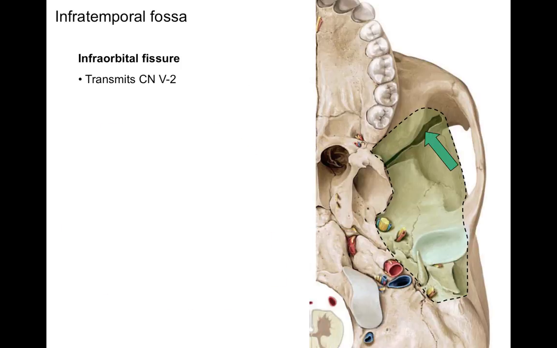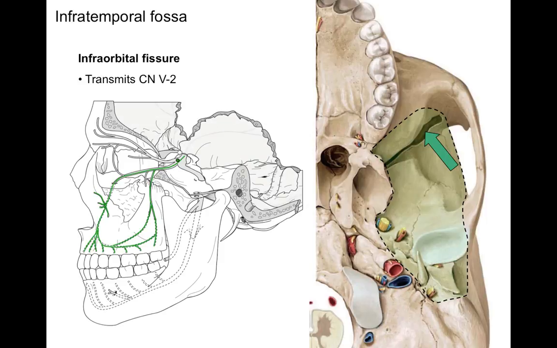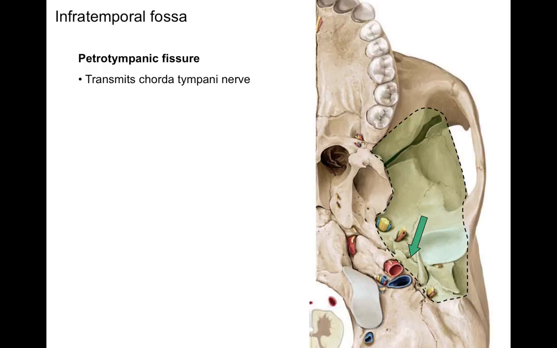Next is the infraorbital fissure that transmits cranial nerve V2, the maxillary nerve. And there we've got that infraorbital fissure. Here we've got in green showing the V2, and that's the infraorbital fissure where the V2 is going to transmit to go from the infratemporal fossa to the maxillary region.